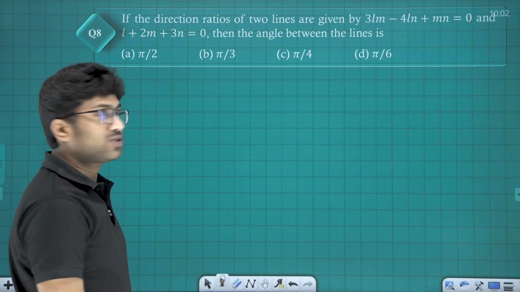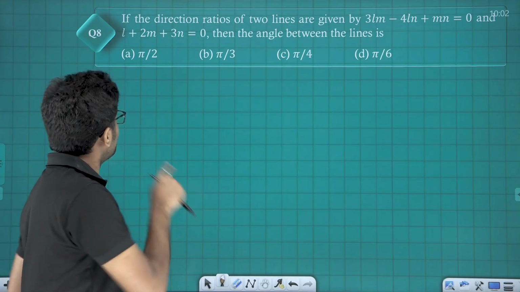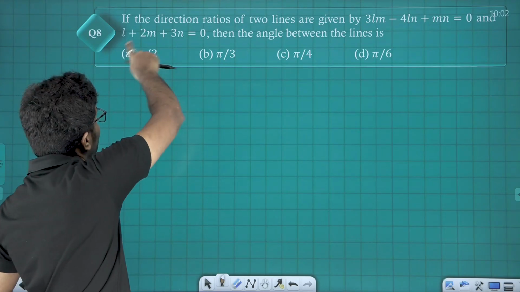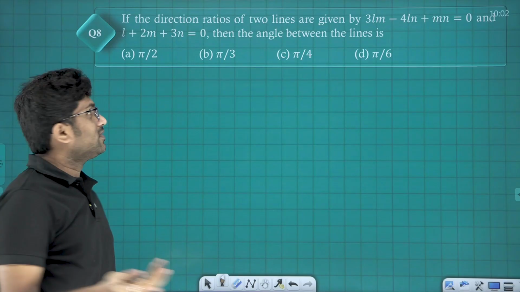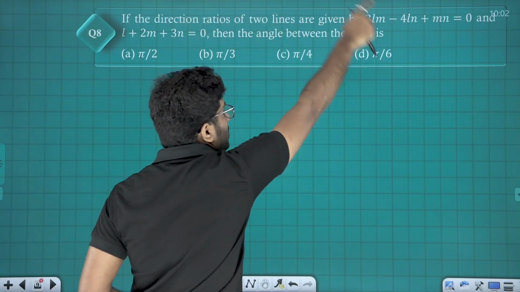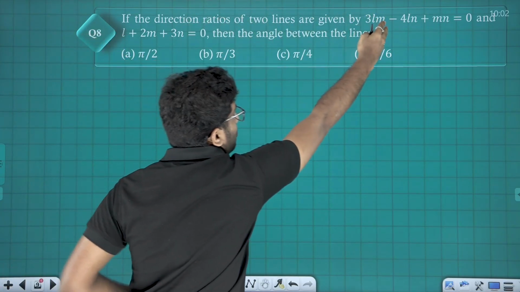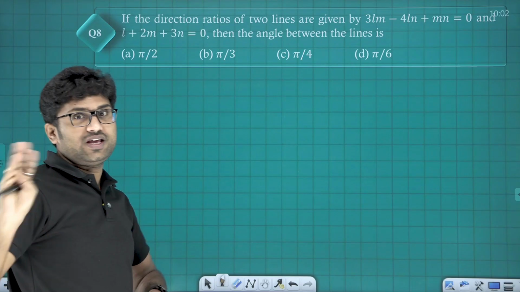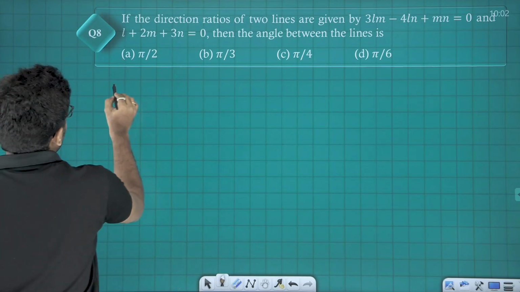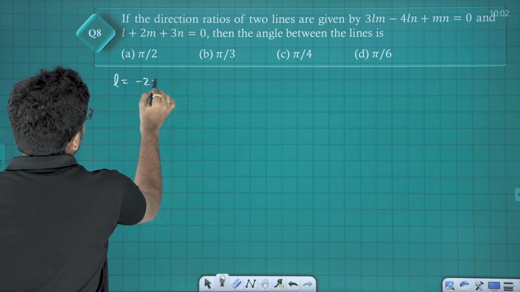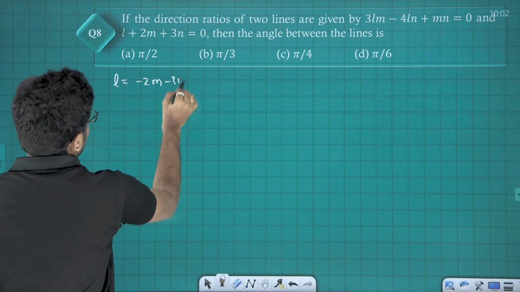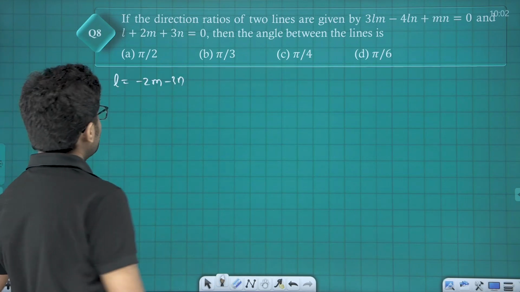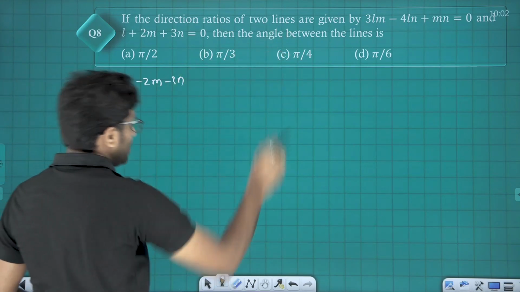So what to do in such questions? Take one simple linear equation, which is in the form of lmn. Use that, eliminate one variable and substitute that variable in the other equation. This is the only approach, friends. So from here, you can write l is equals to minus 2m minus 3n. Correct? Minus 2m minus 3n. Let's substitute this value in that, friends.